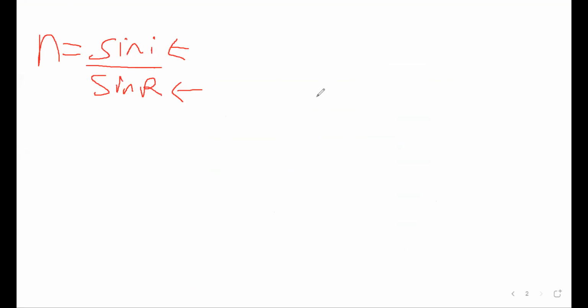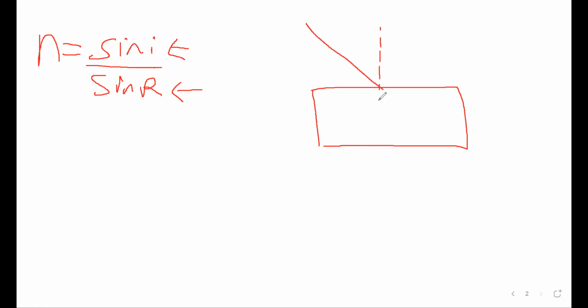If today the exam is lenient, let's say, for example, they give you one glass block here. They say that this is the light ray, then it enters the glass and the normal, and they give you this angle. Let's say this is like 40 degrees, and let's say this is 30 degrees here.